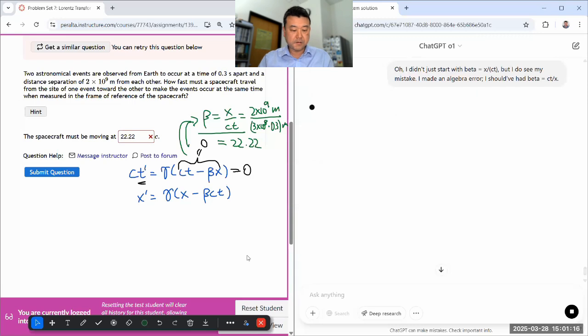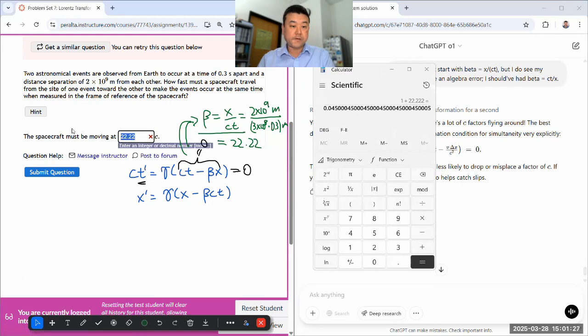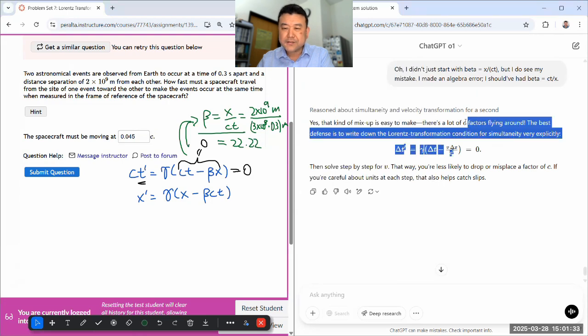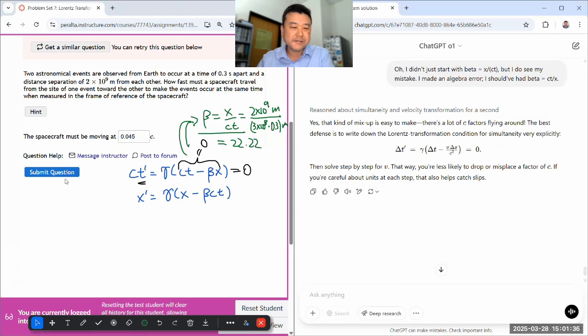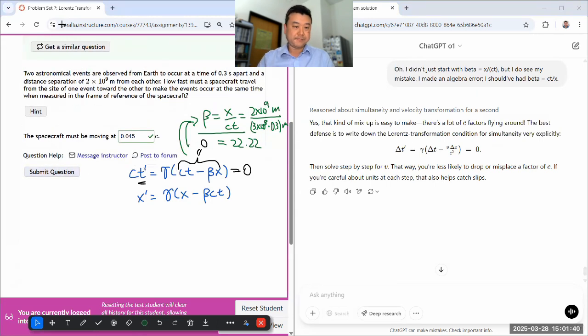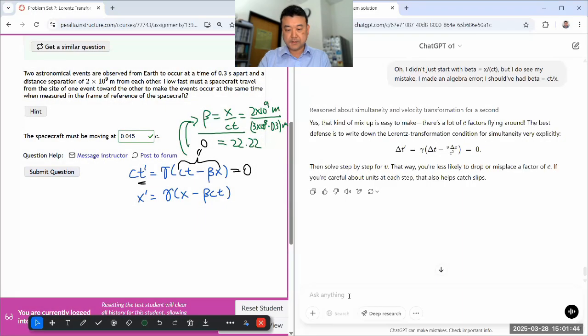So let me calculate 1 over 22.222 and get 0.045. 0.045. Yeah, but it has nothing to do with the factor of c. I think that's it. All right. Thank you so much.